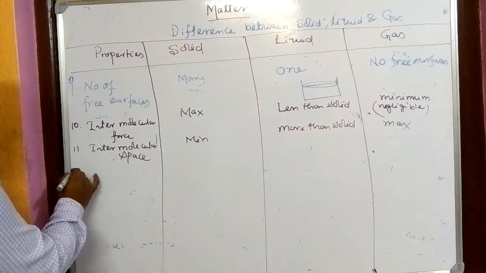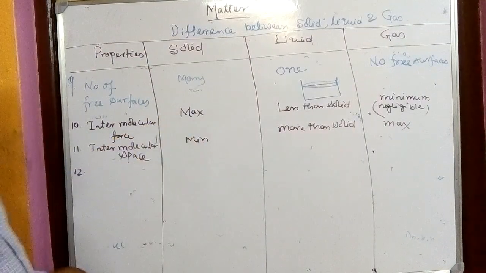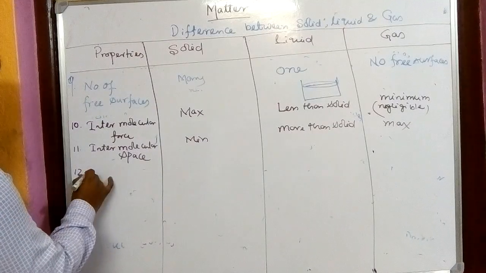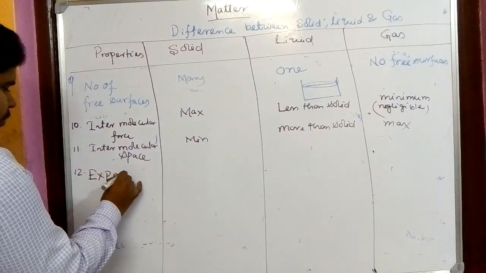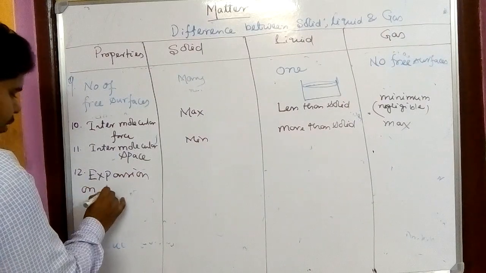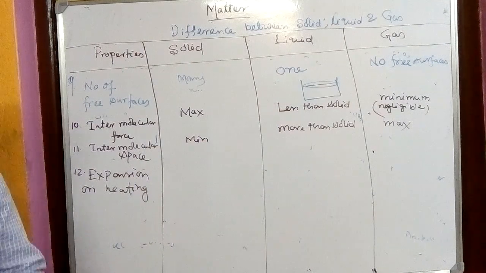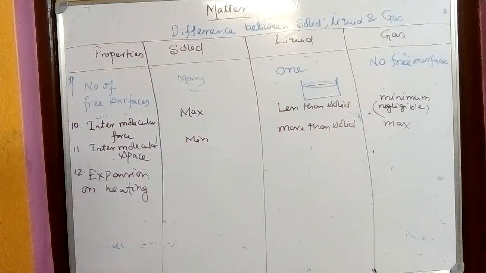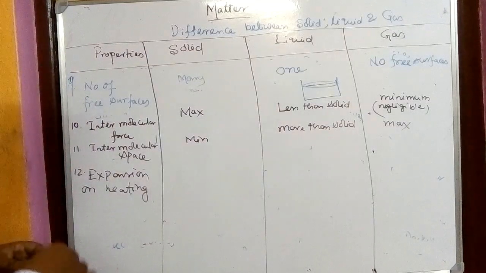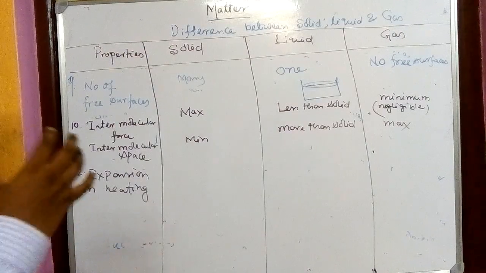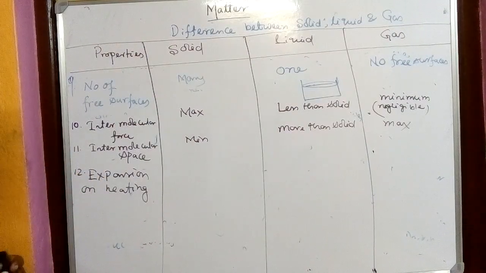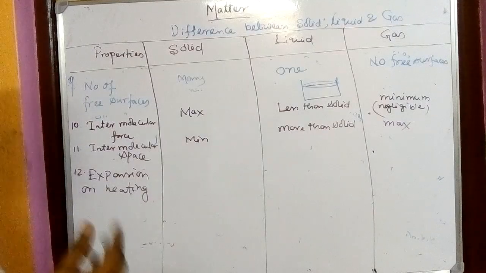Number 12. These things we have not discussed because we have discussed them earlier. Expansion on heating. This part you have to understand very clearly, because based on this we have to go to the next part, that is change in state. Expansion on heating means whenever we give heat energy to a substance, it expands. Now the question has come, why will it expand? Due to the heat energy.